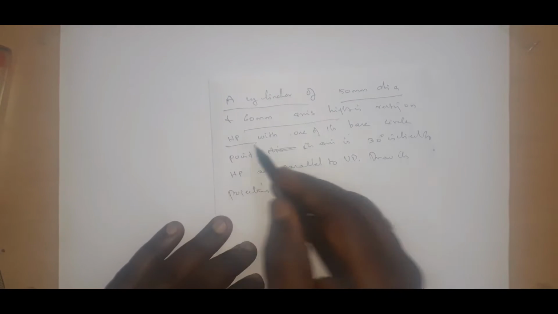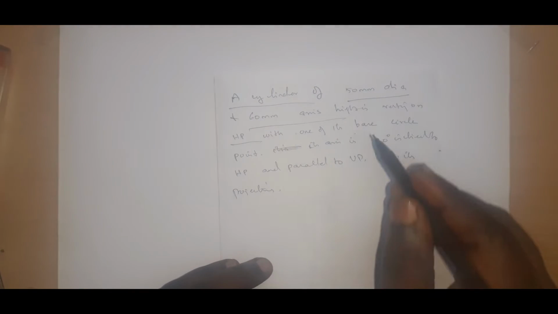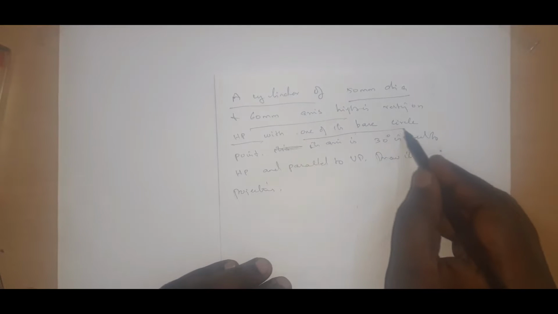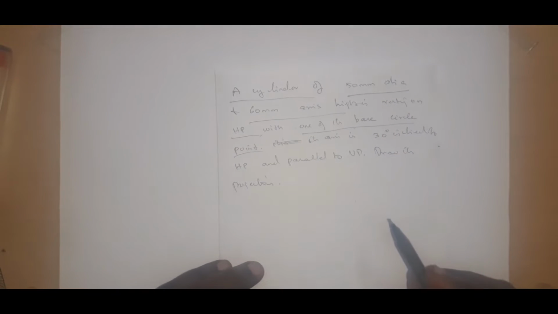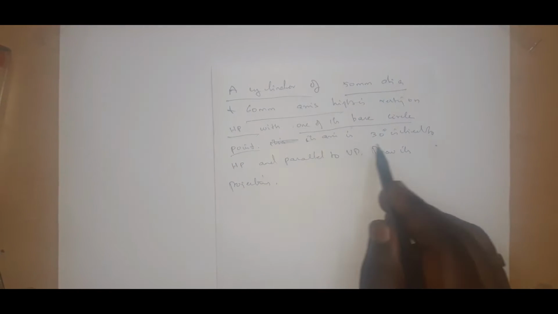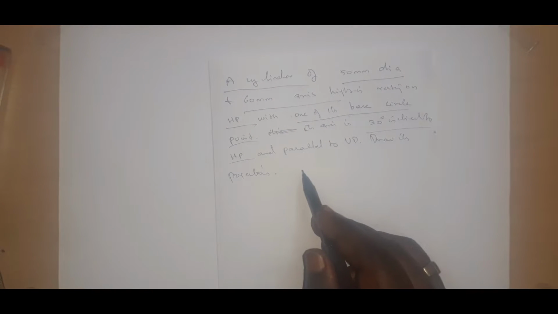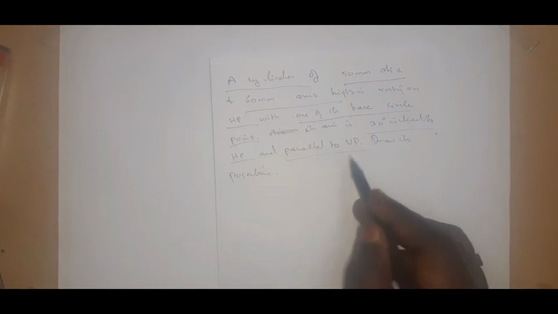Resting on HP. Where is it resting? It is resting on HP. These are the questions we need to ask. Then with one of its base circle points, not the whole base, it is resting with one of the base circle points. It will be tilted like this. Now the axis is 30-degree inclined to HP. Axis is inclined how much? 30-degree inclined to HP and parallel to VP. So this is generally common. Right, draw its projections. This is the way they are asking.